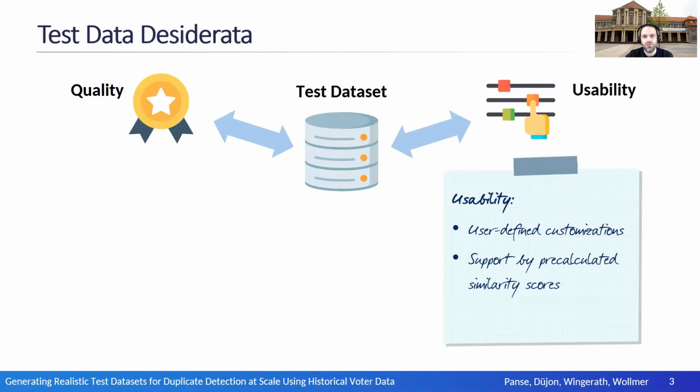The second property concerns the dataset's usability, which means that we can use it to customize smaller datasets based on the needs of the individual users. This requires that we have many and large duplicate clusters to choose from and duplicate records of different degrees of similarity. Such a customization can be supported by storing pre-calculated similarity scores within the test dataset.